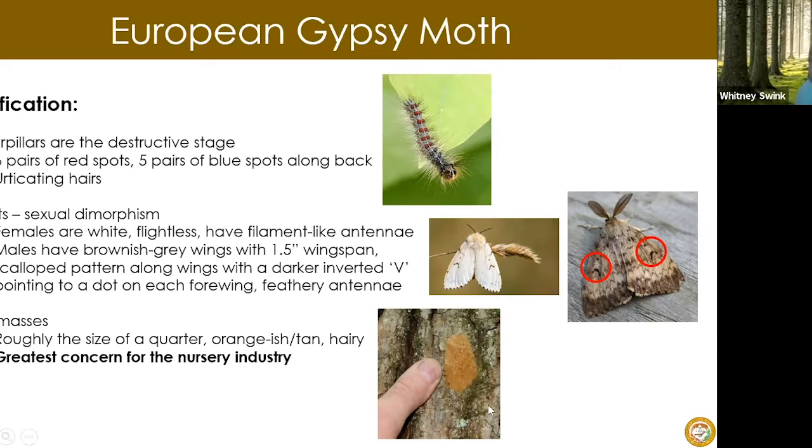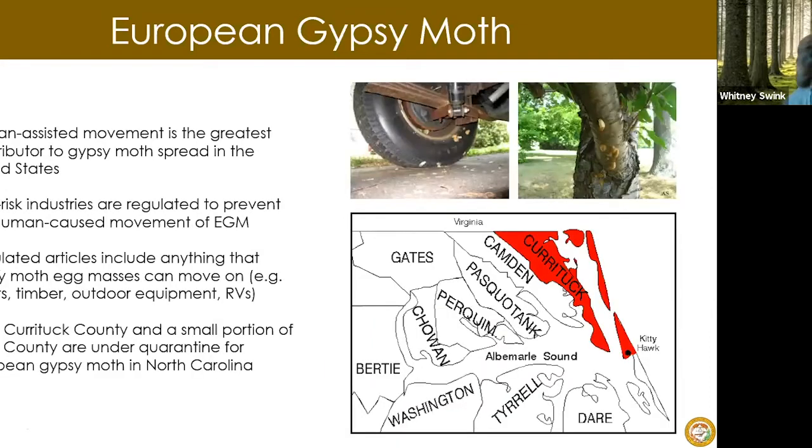And most of them are due to accidental introduction. Some are just natural spread, but most of them, especially populations that can get out of control before we can kind of catch them, are because of egg masses that snuck in on material that, you know, just wasn't looked closely enough at. So I mentioned the human assisted movement. Here's more photos. You can see some of those egg masses on tires. Here's some under a branch of a tree. But human assisted movement really is the main method for this pest spreading.